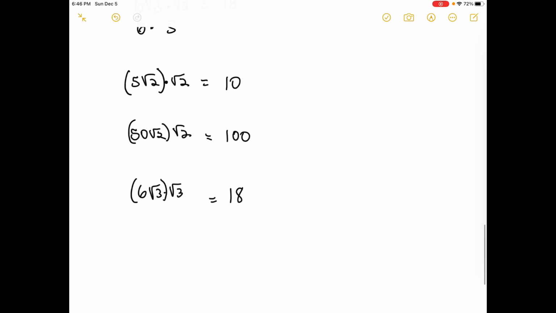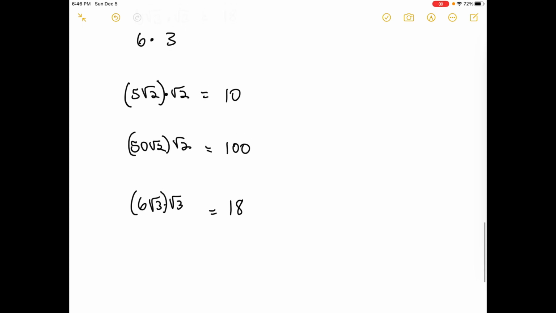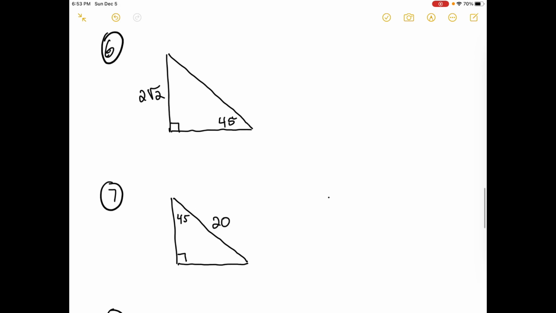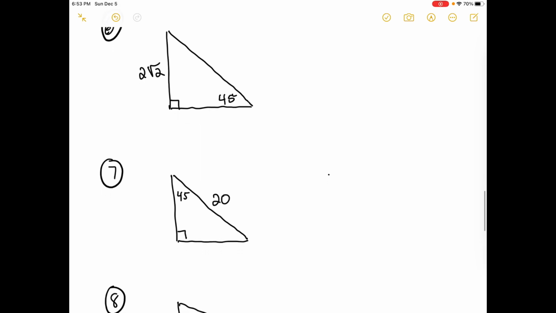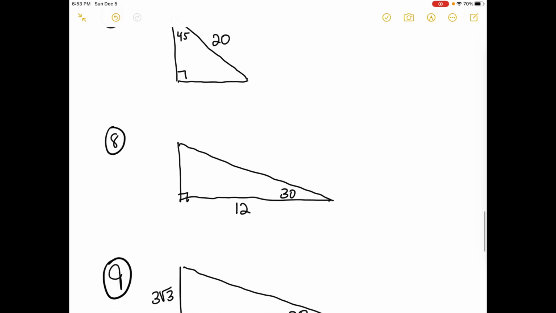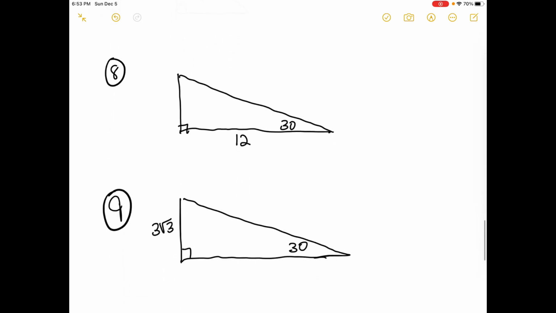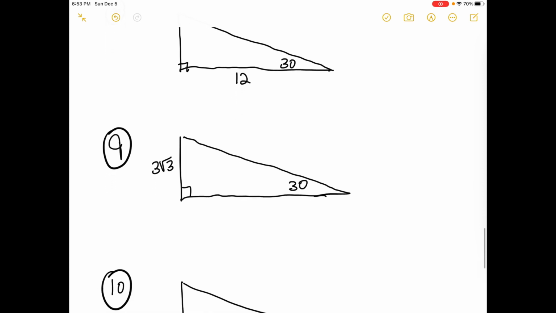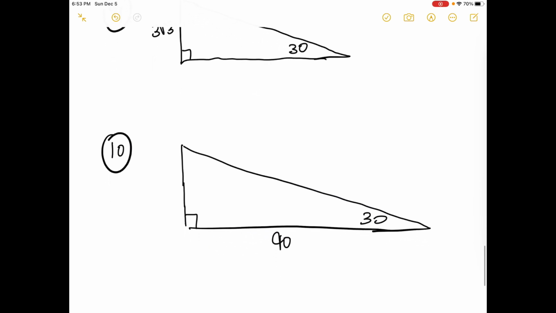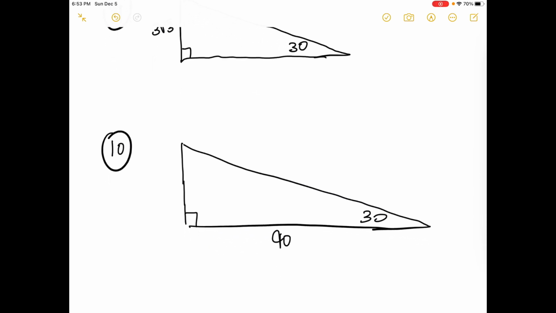You'll try those on your own, and then we'll go back through them. Okay, here's 6 through 10. I want you to try these on your own first. 6 and 7 are both 45, 45, 90s. Find the other two missing sides. And then 8, 9, and 10 are going to be 30, 60, 90s. Try those on your own, and then we'll go back through them.